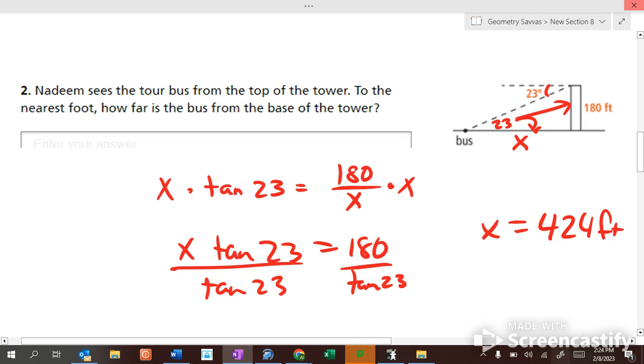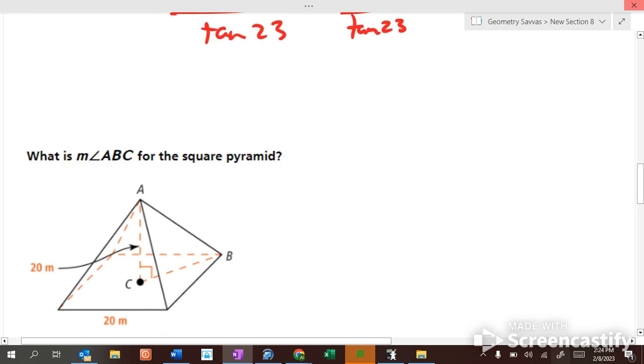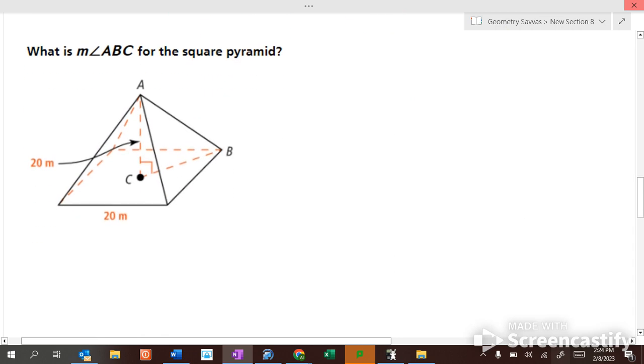424 feet. The bus is approximately 424 feet away from the base of the tower. Okay, this one's a little more difficult. What's the measure of angle ABC in a square pyramid? All right.